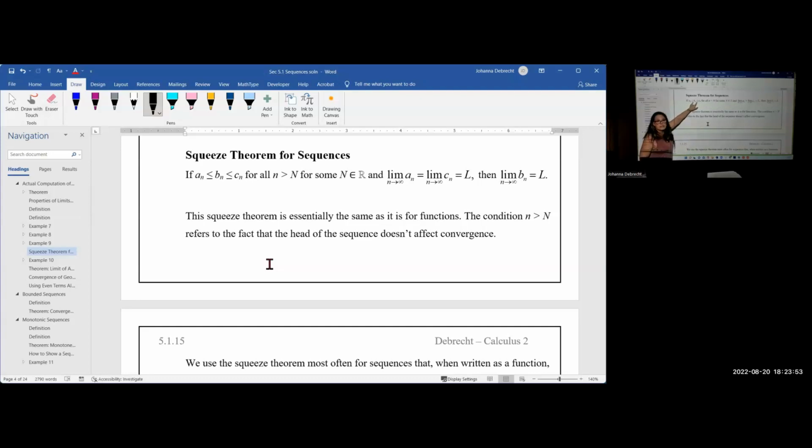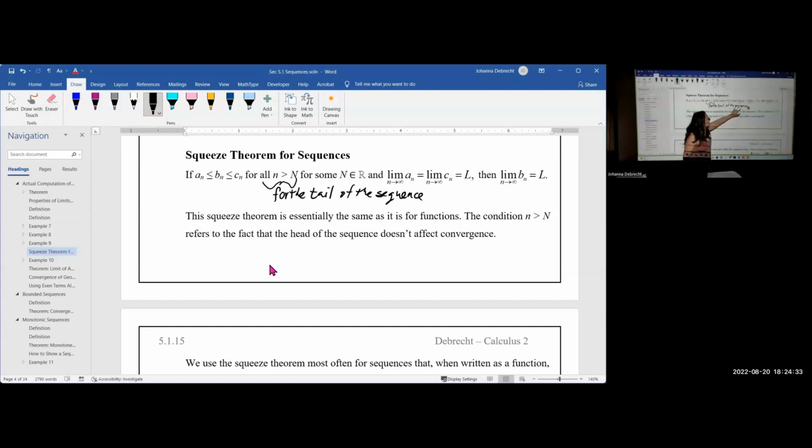So if we have a sequence B sub n, and all the terms of the sequence are between A sub n and C sub n for at least the tail. Notice this n greater than capital N. This basically means for the tail of the sequence. Now, it may mean that that doesn't hold for the first 10 trillion terms, and that's okay. But after the first 10 trillion terms, it's always the case from there on out that B sub n is between A sub n and C sub n. Then I can use the Squeeze theorem.